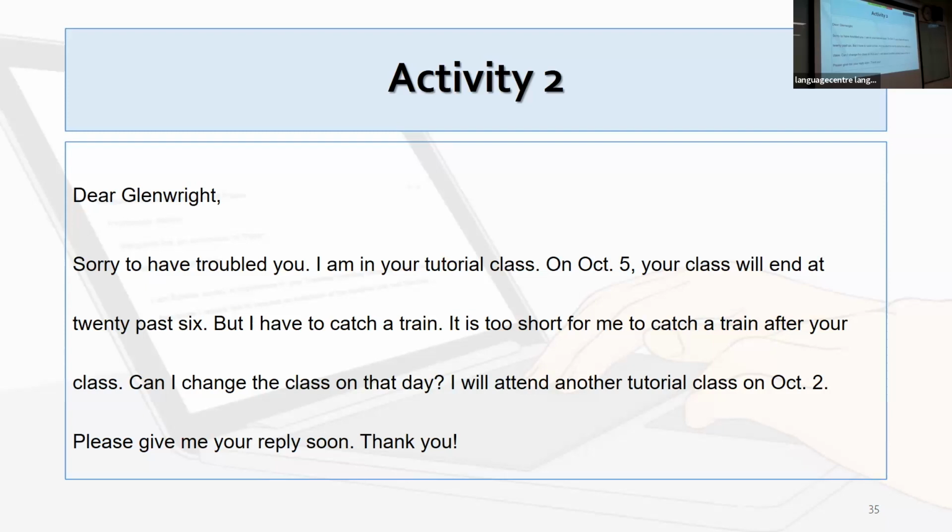Chris has also got some thought, right? So I like the second point that here the student has made a request. Can I change the class on that day? As I mentioned during the workshop, we can consider using some polite openers to make the tone even more tentative. Like, I wonder if it would be possible for me to attend another class instead of the original one on the 2nd of October.